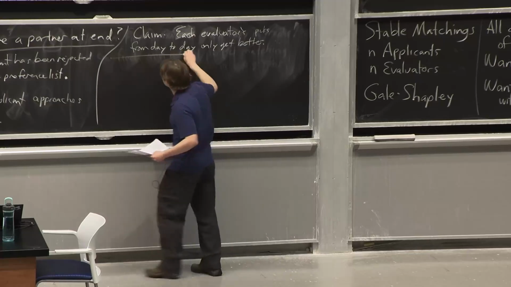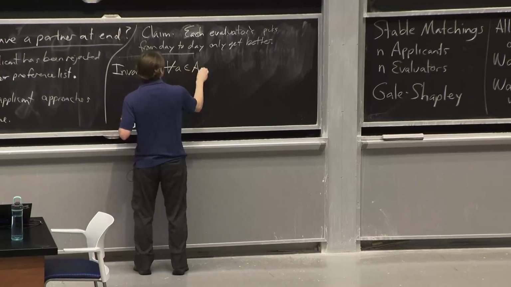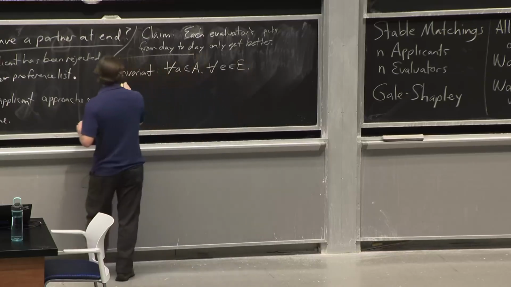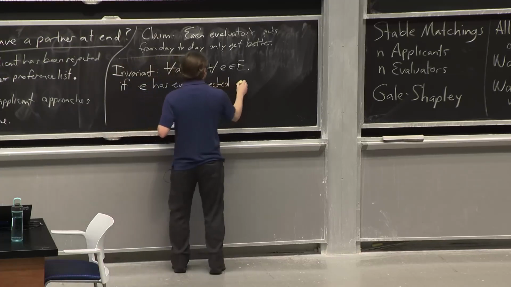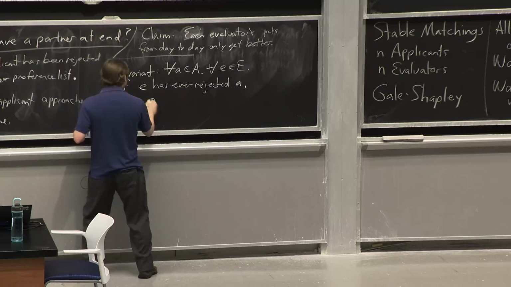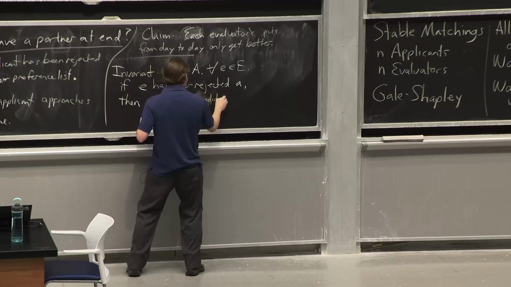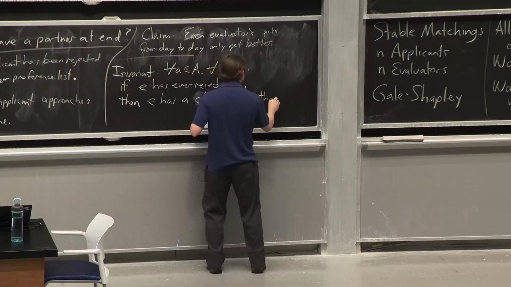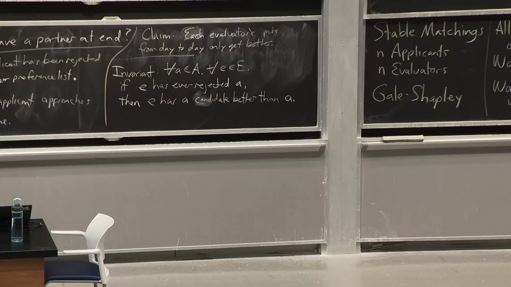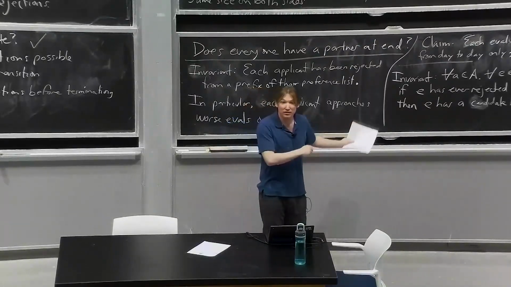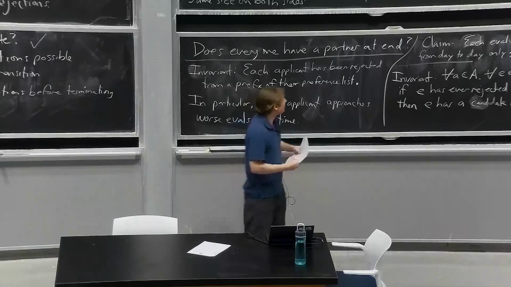We can be a little more precise about this. Let's see. So, invariant: for all applicants and for all evaluators, if the evaluator has ever rejected that applicant, then the evaluator has a favorite, I'm going to call them a candidate, has a candidate better than A. So if Dr. Jekyll approaches Brigham and Women's and is rejected on day 12, then for all future days, Brigham and Women's is going to have some candidate that they finish the day with that's better than Dr. Jekyll. And that's just a more precise way of saying this.